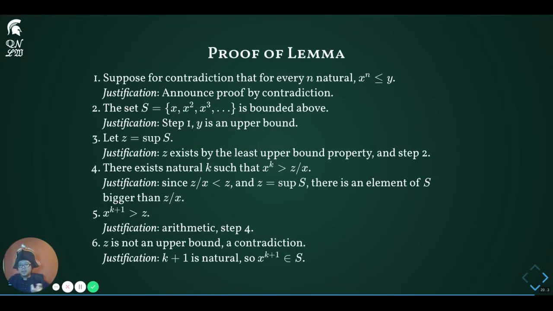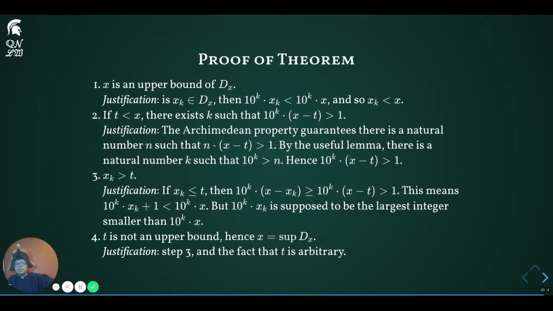Having proven the lemma, let's return to the theorem. Let's recall what we are trying to prove. We want to show that the supremum of the set of all decimal expansions with finitely many digits is equal to the real number x itself. Going back to how we define the decimal expansion, we saw that every element of d sub x is in fact less than x. So, this shows that x is an upper bound. We just need to show it is the least such.